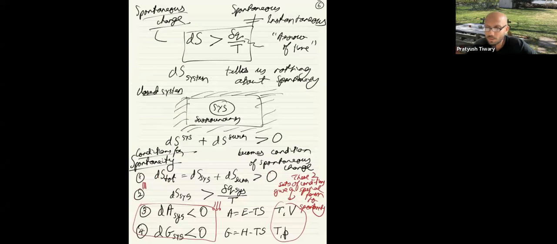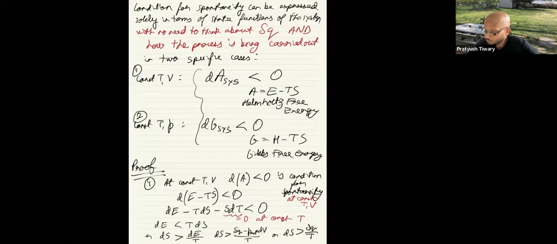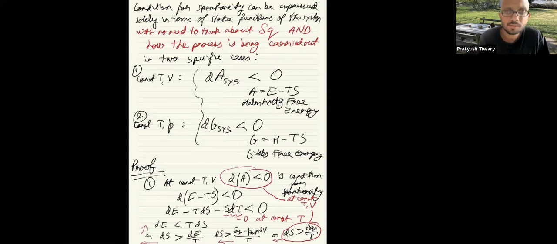dS more than delta Q by T is the arrow of time. So we just proved that dA less than 0 is the same as dS more than delta Q by T at constant temperature and volume. You could have done the proof the opposite way also. You could have started from here and gone in this direction, and you would have gotten the same thing. So simple algebra, but it proves something very, very useful.